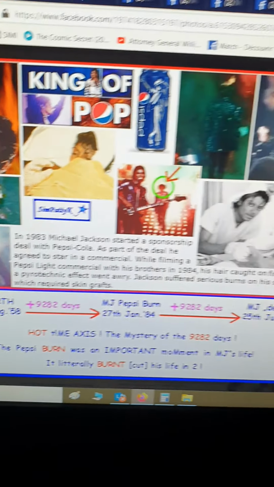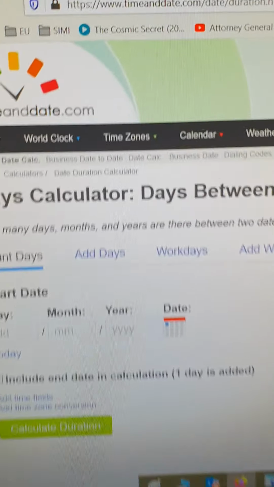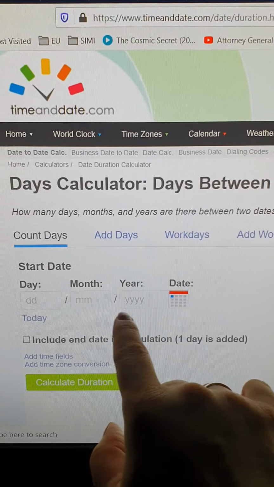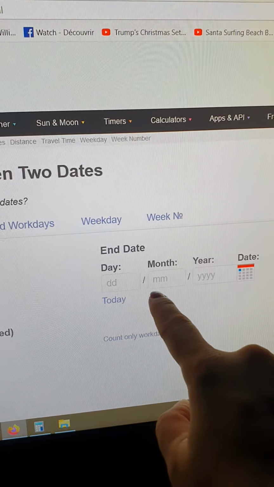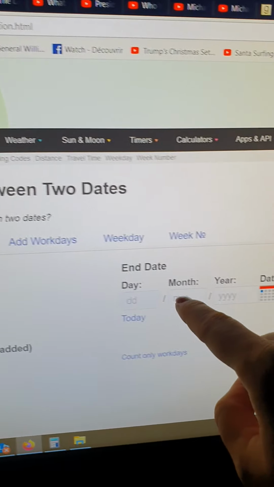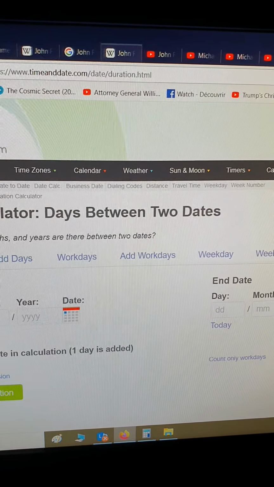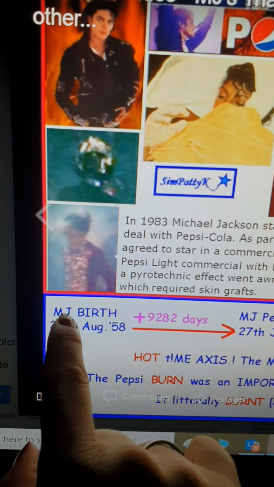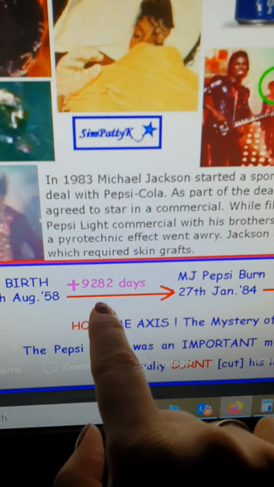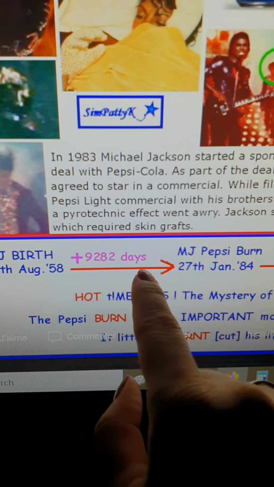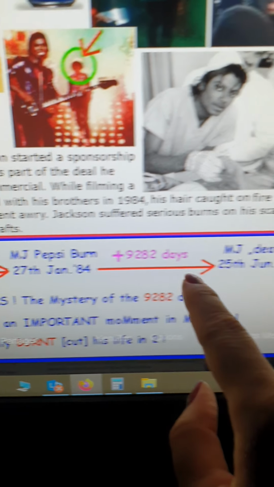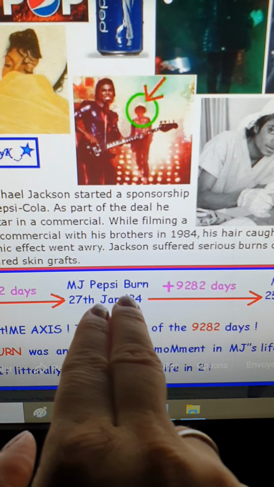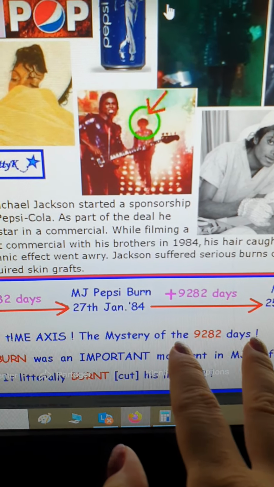Now, if you go on a days calculator, and you put the start date, the date of birth, and then the Pepsi date, and then the death date, you will find this very weird stuff. Let me show you again. Between the date of birth of Michael and the Pepsi accident, there are exactly 9,282 days. Next, between the Pepsi accident and Michael's death, again 9,282 days. So the Pepsi accident happened in the exact middle of Michael's life.